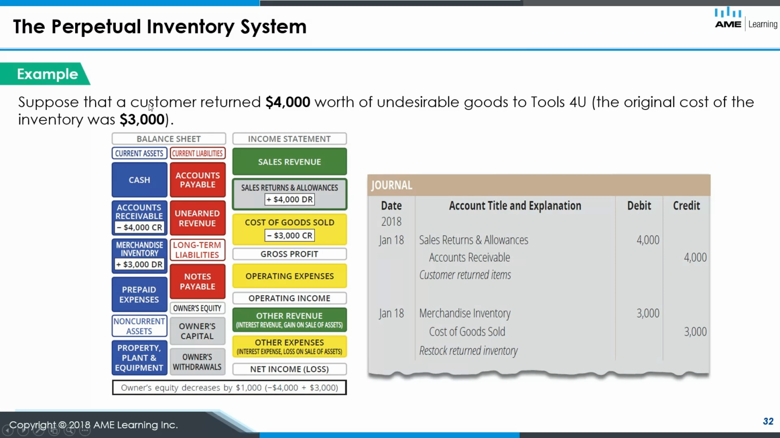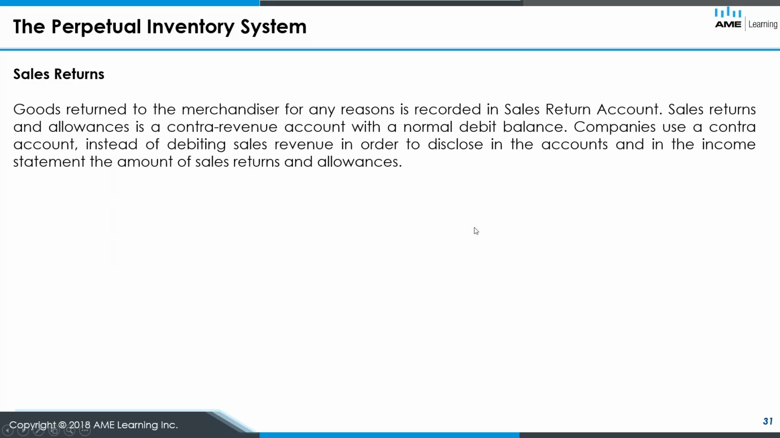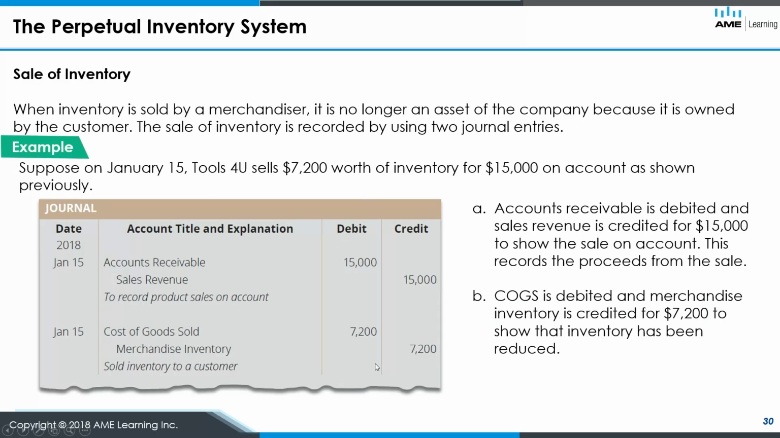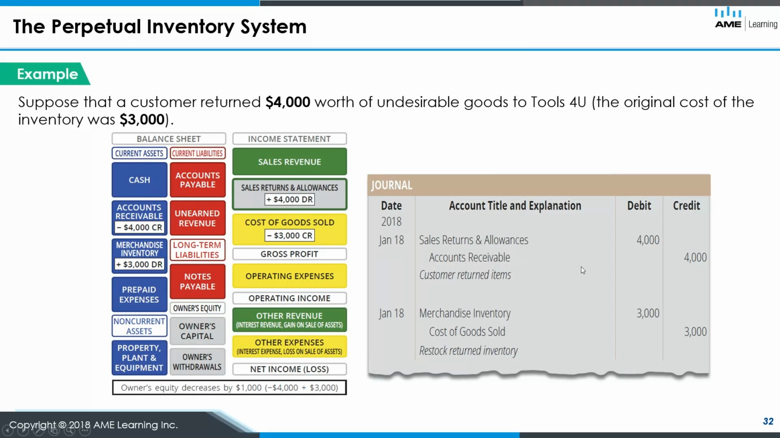So here's an example. Suppose that a customer returned $4,000 worth of undesirable goods to us. The original cost of the inventory was $3,000. So you're basically going to exactly reverse this typical sales entry. So the 4-line, AR, sales revenue, cost of goods sold, inventory. You're going to reverse that entry. So here we can see cost of goods sold reversed, merchandise inventory going back up. This means the inventory came back to us. We don't have an expense for selling it because it came back. The AR goes down, so we don't have a receivable anymore because the customer returned the items. They're not going to pay us for them.